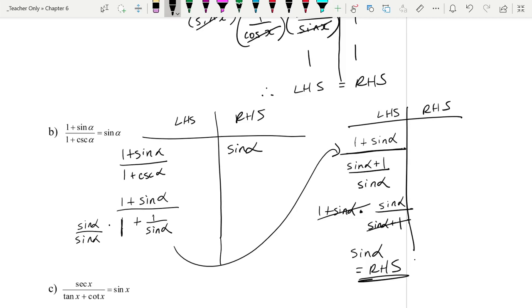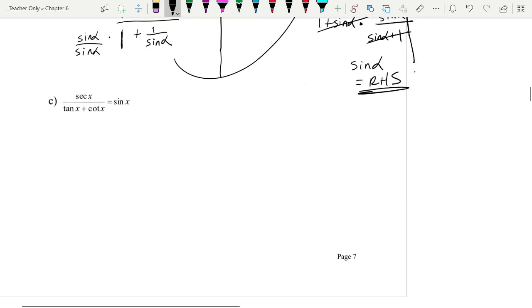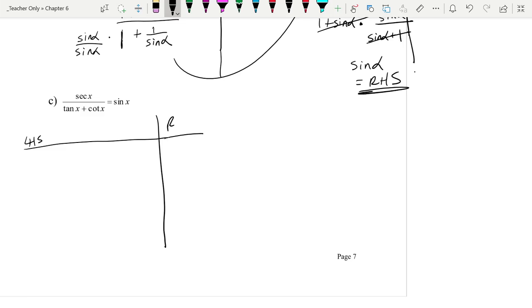Hopefully you're writing smaller than me. Okay, let's do the next one. I'll start my chart further to the left this time. Okay, so left-hand side and right-hand side. I don't need much room for the right-hand side because it's, again, just sine of x. I have to turn this thing into the sine of x.